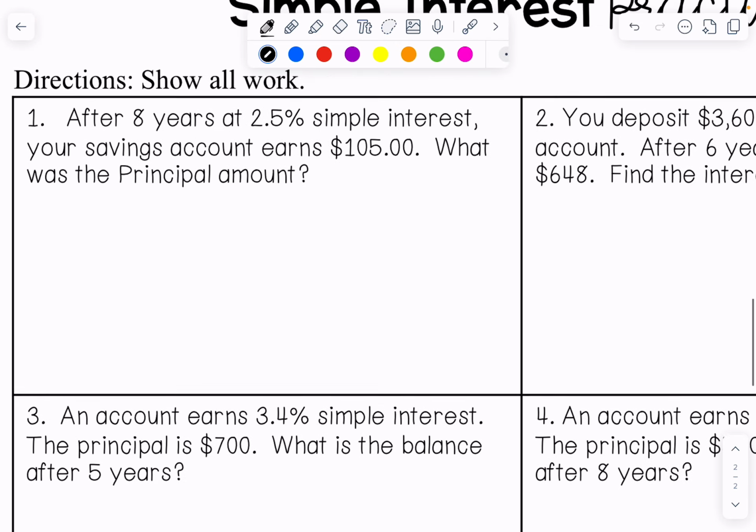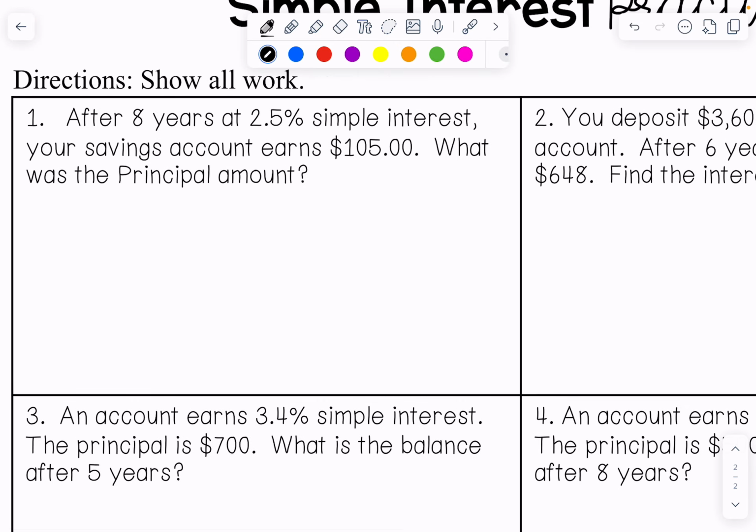We're going to look at a couple of other examples where we might need to be finding a different variable and solving for a different variable. So on this one, after 8 years at 2.5% simple interest, your savings account earns $105. What was the principal amount? I'm going to start with my formula. I always start with the formula.